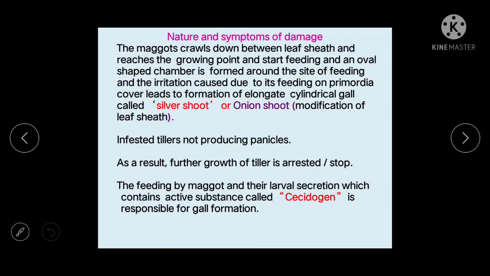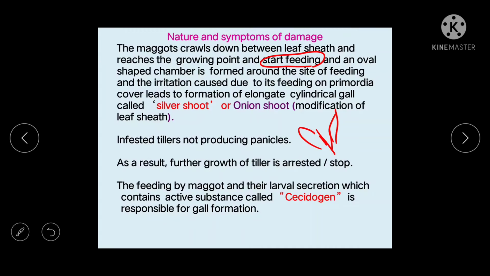Now we will see the nature of damage, that means how they form the gall and how the silver shoot forms. So let us look into this matter. The maggots crawl down between the leaf sheath, then reach the growing point. Wherever the growing points are, they crawl there. Then in the growing point they start feeding.